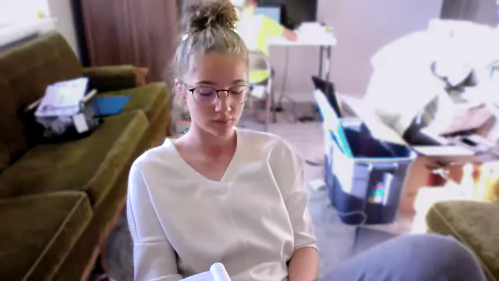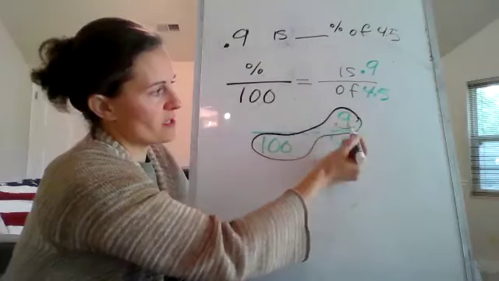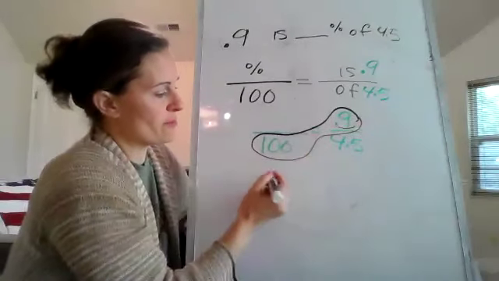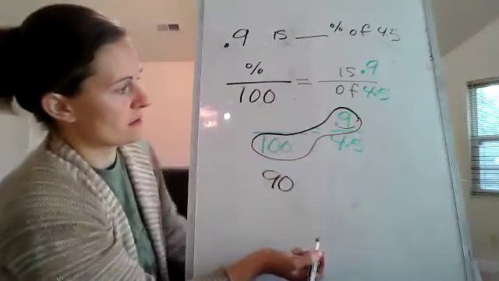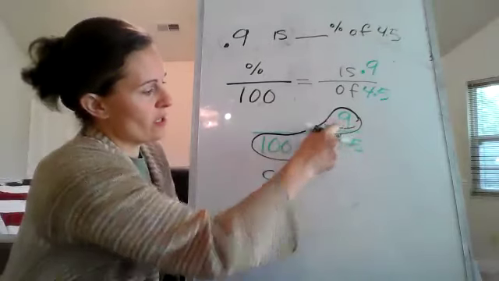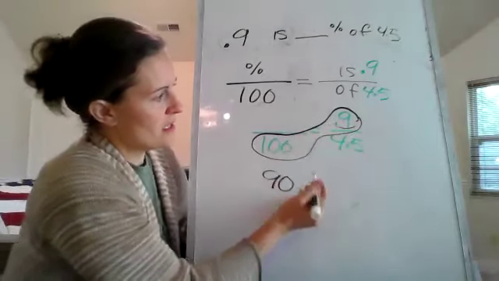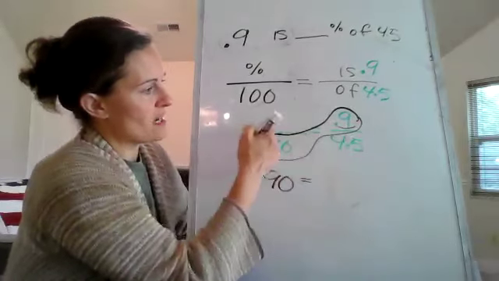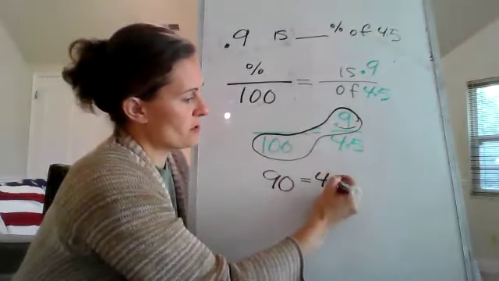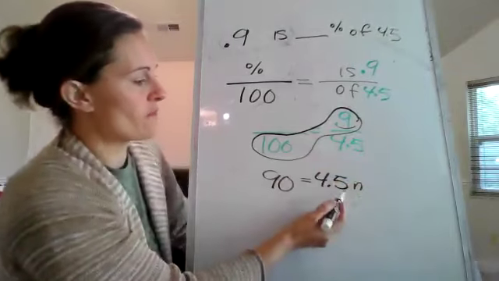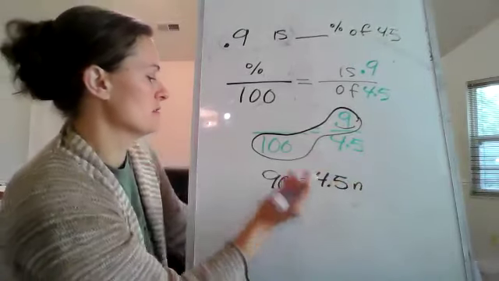So 1.0, we'll move it over to the right, and the 0 becomes a 9. The next 0 we can put on it. So then we have 90. So 0.9 times 100 is 90. 90 equals 4.5 times the mystery number, which we can call n, right? So 4.5 times n equals 90.